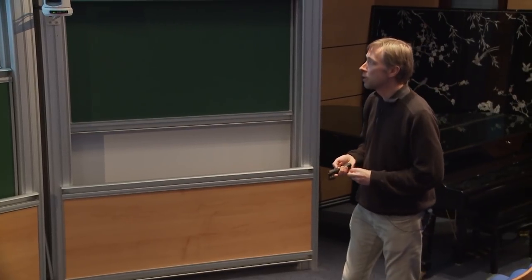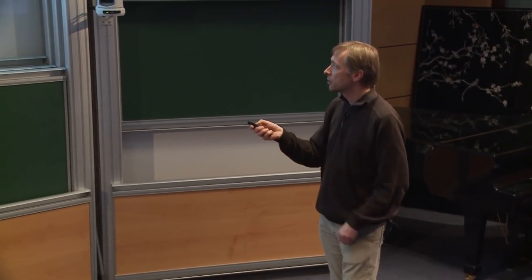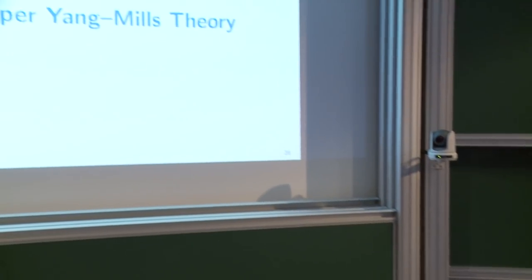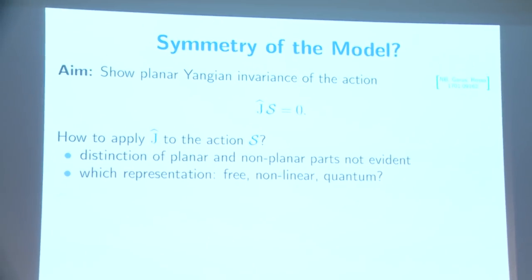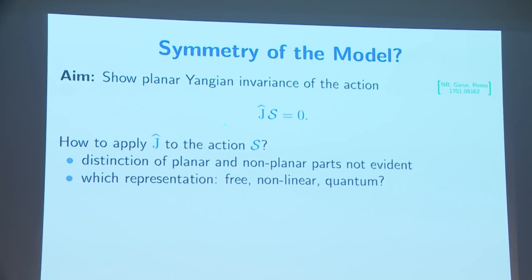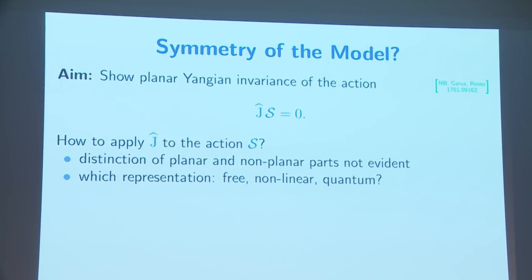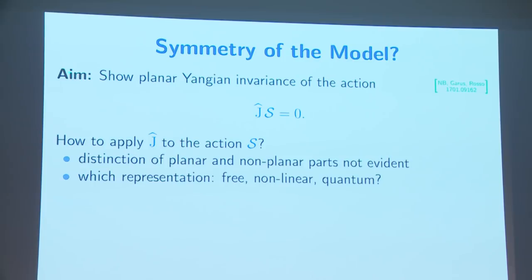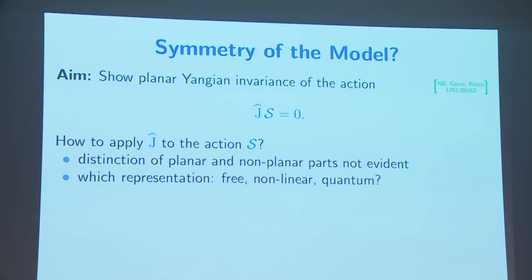So let me then talk about this Yangian symmetry of this theory a bit before stopping. If you think about it, what you should be aiming for is to show that the action of your model of N=4 super Yang-Mills, or maybe correspondingly of the string theory, has a certain extended symmetry, namely a Yangian symmetry. I'll just call J hat some particular Yangian symmetry generator.